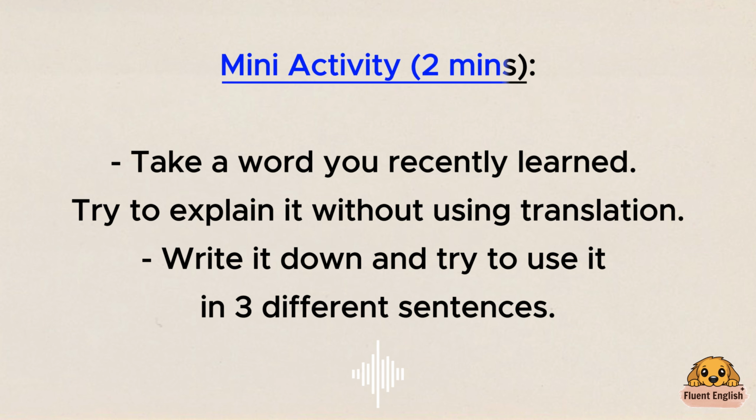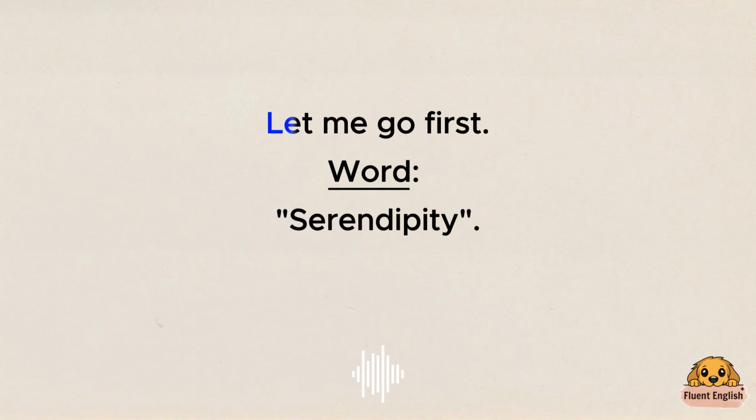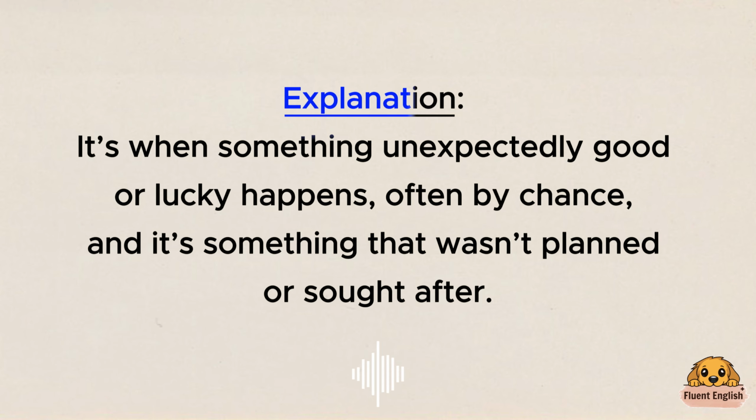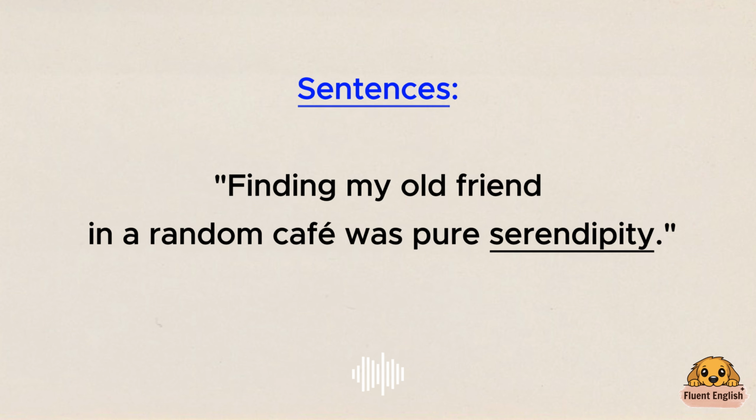Mini activity, 2 minutes. Take a word you recently learned. Try to explain it without using translation. Write it down and try to use it in 3 different sentences. Let me go first. Word: serendipity. Explanation: it's when something unexpectedly good or lucky happens, often by chance, and it's something that wasn't planned or sought after. Sentences: finding my old friend in a random cafe was pure serendipity.